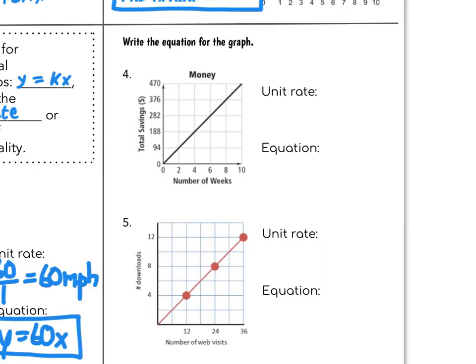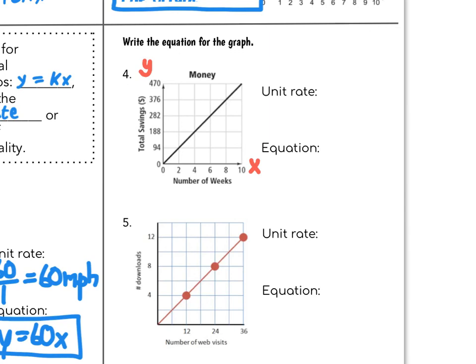Now we're on the lower right corner of the paper, and we're going to write equations for these graphs. And these are all proportional relationships. You'll notice that on this one here, it talks about money. And on the x-axis, let's go ahead and label this the x-axis. That's the number of weeks. On the y-axis is the total savings. So this is the y. So we're going to figure out the unit rate, which is how much money is in the savings per week. How much money per week.